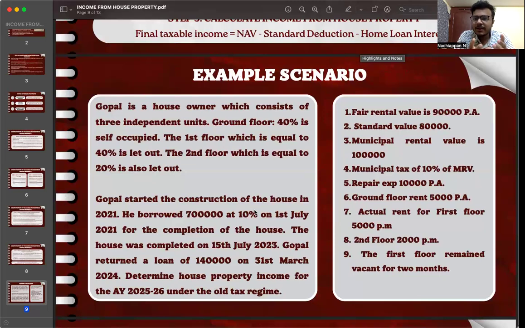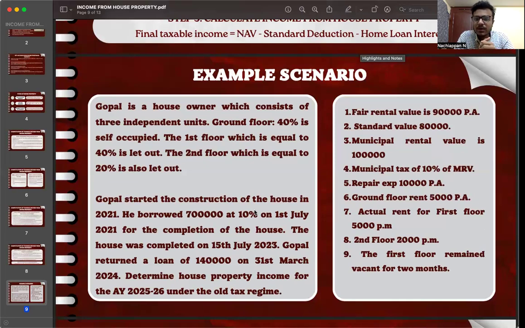So the municipal rental value is 1 lakh, fair rental value is 90,000 per annum, standard rent is 80,000. There is a municipal tax at 10% of MRV. Repair expenditure is 10,000 per annum. The rent for ground floor is 5,000 per annum. Actual rent for first floor is 5,000 per month. The rent for the second floor is 2,000 per month. And then the first floor remained vacant for 2 months.